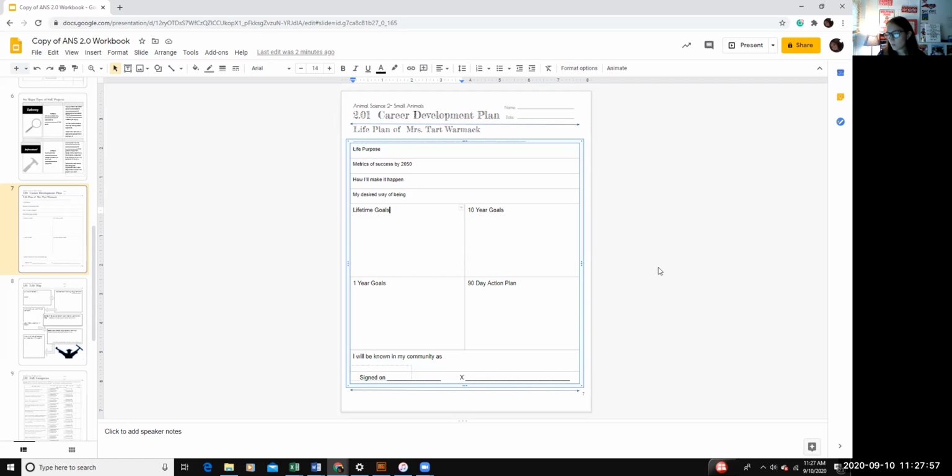And then narrow it down. What are your 10-year goals? In 10 years, are you going to be married by then? Are you going to be done with school? Are you going to be already working a job and working your way up? Are you going to still be living here? What are your goals in 10 years?